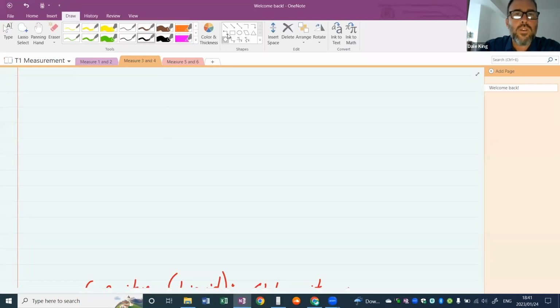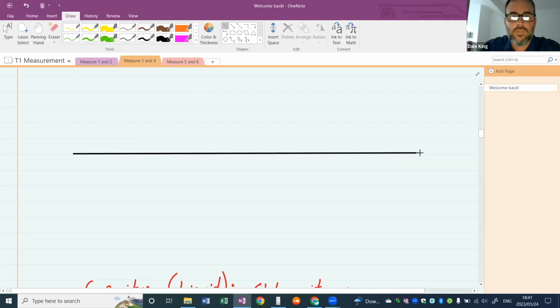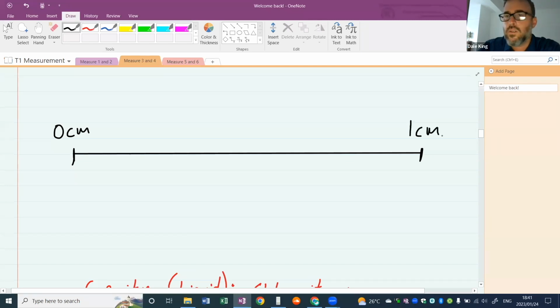Okay. So if I draw a line here, and I'm going to put a mark here, and I'm going to put a mark here. And on the left-hand side, I'm going to say 0 centimeters. And on the right-hand side, I'm going to say 1 centimeter. So this is on a ruler. We're only looking at 1 centimeter on a ruler.